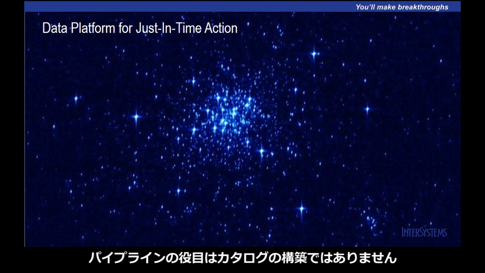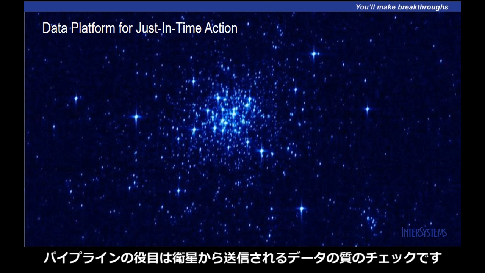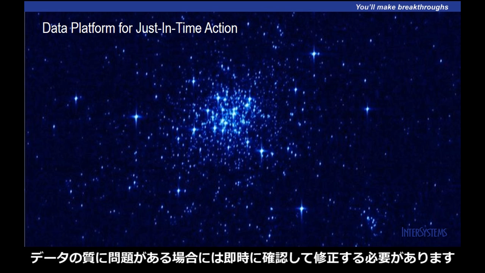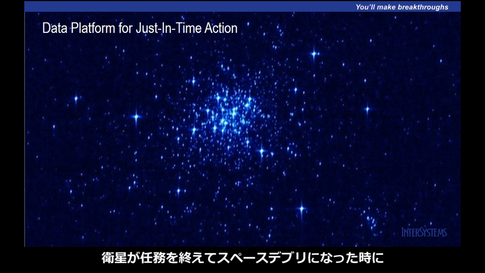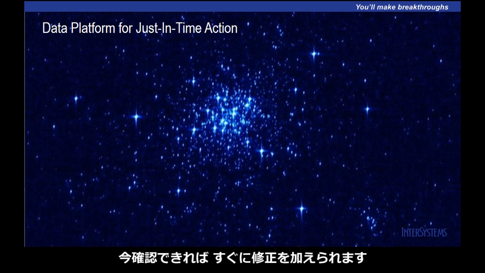The reason for the pipeline is not to build the catalog. The catalog will be built after 5 years, after all the data has come in. The reason for the pipeline is to inspect the quality of the data that's coming in from the satellite. If there's a problem with the quality of the data, we want to know that now so we can fix it now. We don't want to get 5 years of bad data, at which point the satellite is done. It runs out of gas and it goes off into space debris. Instead, we want to know that now so that we can fix the satellite.